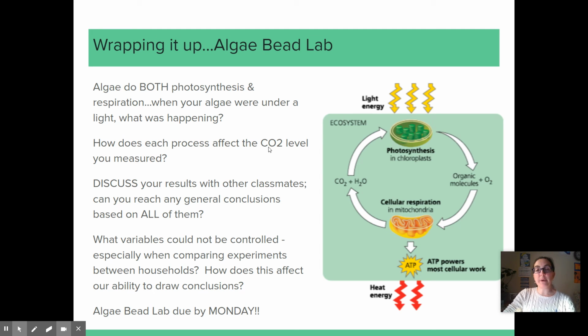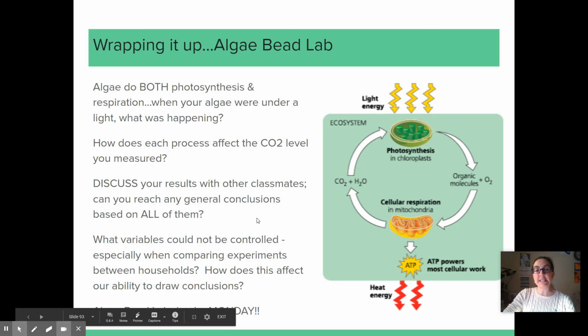So as you think about what you were measuring, carbon dioxide: photosynthesis uses carbon dioxide, so it decreases that CO2 level. But at the same time, cellular respiration is producing a little bit of carbon dioxide. So we can never completely just measure photosynthesis because cellular respiration is always happening in there as well. So that's just something to keep in mind as you answer the questions and as you try and figure out exactly what's happening with your data.